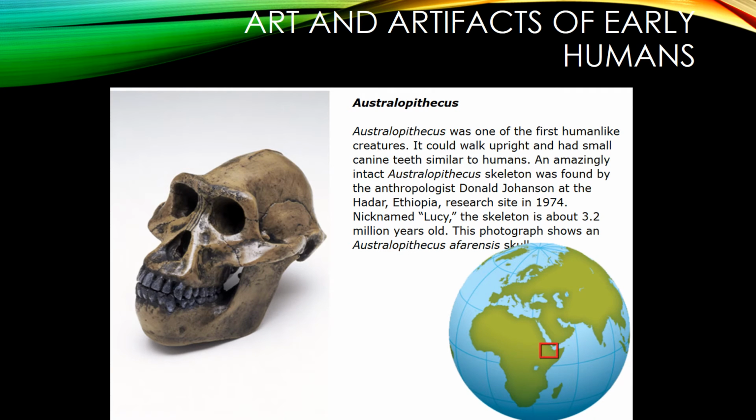Art and artifacts of early humans. What we have here is the skull of Australopithecus. Australopithecus was one of the first human-like creatures. It could walk upright and had small canine teeth similar to humans.